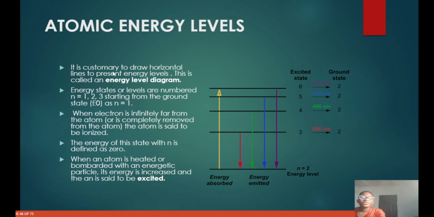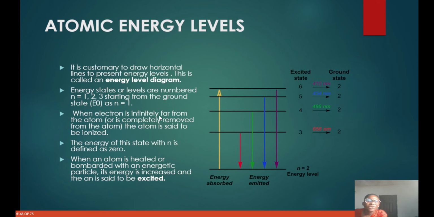Atomic energy levels. It is customary to draw horizontal lines to represent energy levels. This is the ground state, this is the next state, just as I drew the circles, but we're just trying to represent it so we can visualize it. This is called an energy level diagram. Energy states or levels are numbered n, so this is n equals 1, 2, and 3, starting from the ground state as n equals 1.